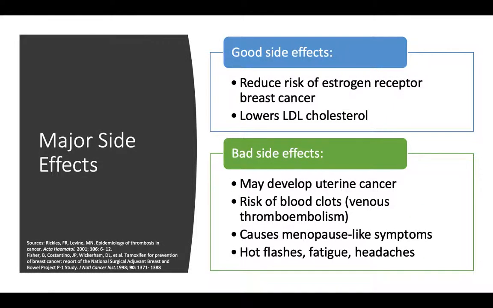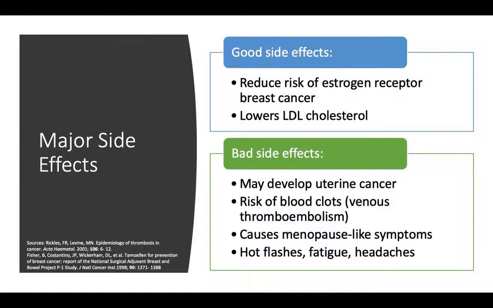So tamoxifen can have many major side effects. Some good side effects include the reduced risk of estrogen receptor breast cancer, and it can lower LDL cholesterol. On the other hand, some bad side effects include the development of uterine cancer, an increased risk of blood clots or venous thromboembolism. It causes menopause-like symptoms such as hot flashes, fatigue, and headaches.